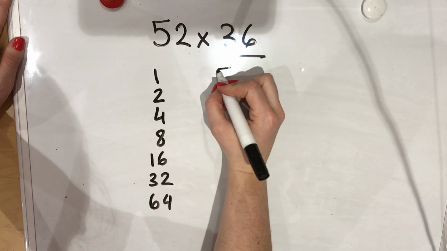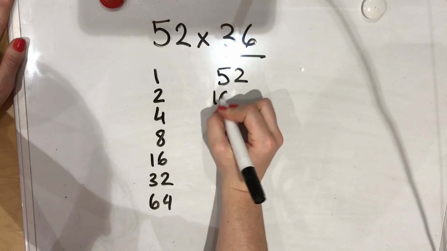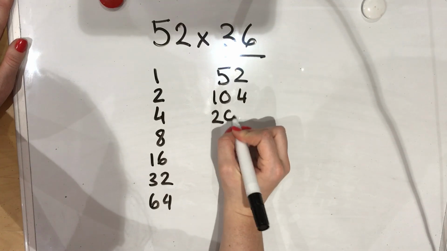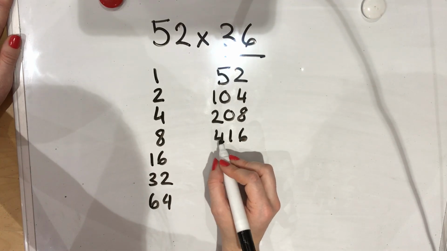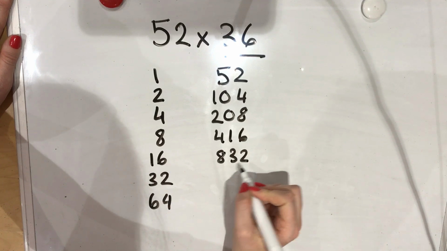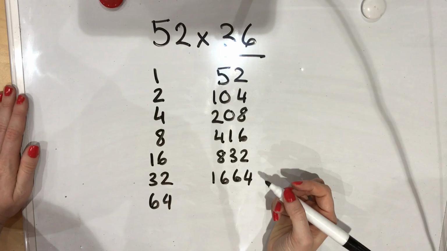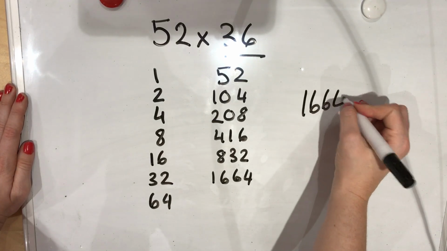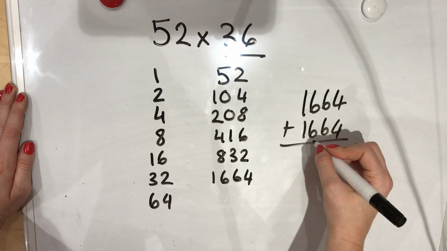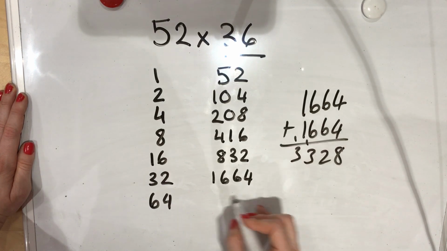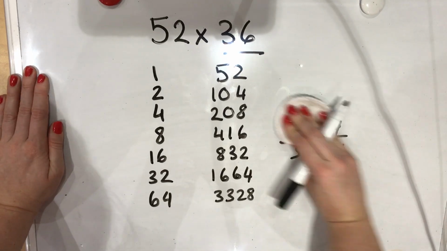And then I'm going to do my 52 in here, and again I'm going to double it each time. So 104, 208, 416, 832, 1,664, 3,328.